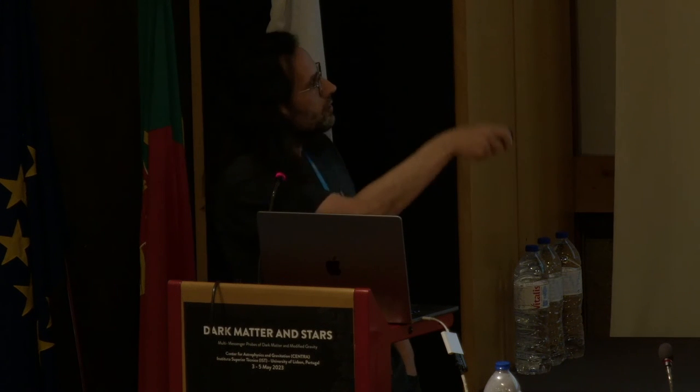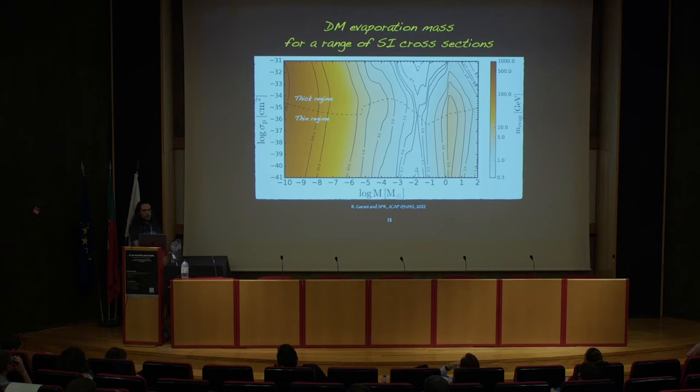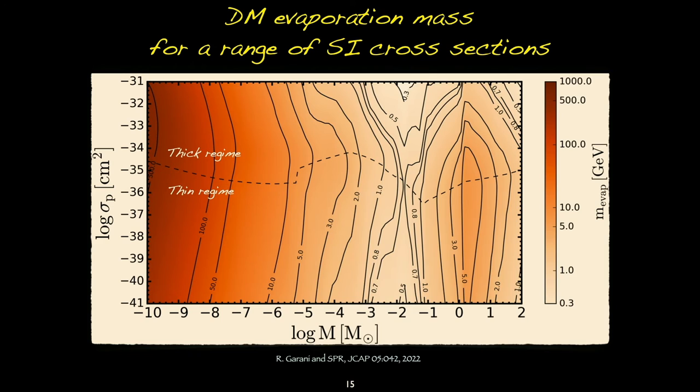So if you look in the vertical direction, the variation of the dark matter mass is within a factor of 2. So that is what I said, that this estimate of E over T of the order of 30 provides a very robust result, within a factor of 2, for any object covering 12 orders of magnitude in mass and 10 orders of magnitude in cross section.